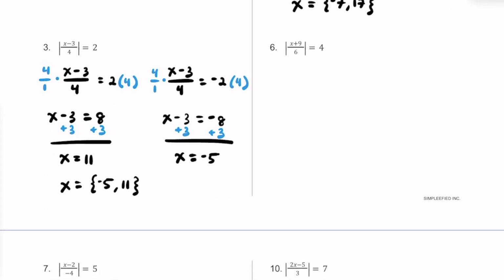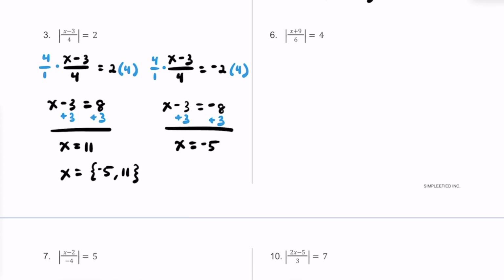Here's number 6. In this case, we have the absolute value of x plus 9 over 6 is equal to 4. Let's go ahead and just take this expression inside the absolute value and set it equal to 4. And also we can say this x plus 9, if we divide that by 6, see if that's equal to -4. All right, so let's go ahead and do the inverse of dividing by 6.